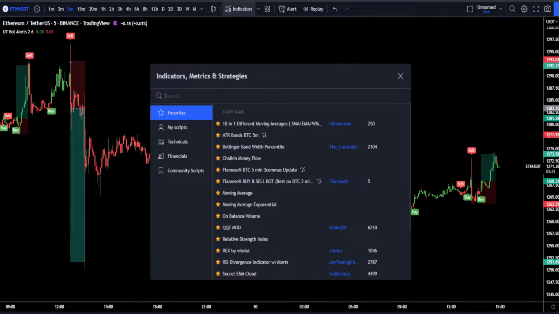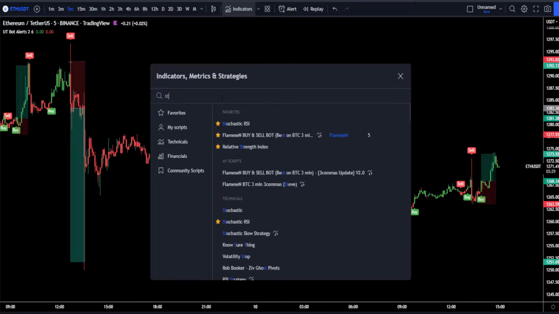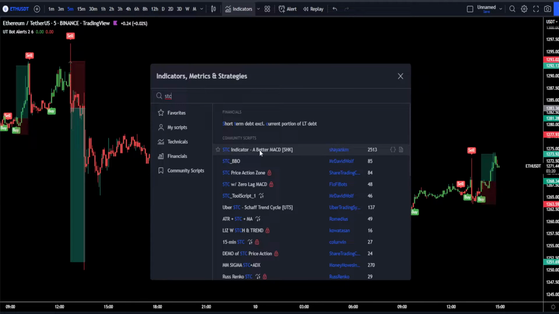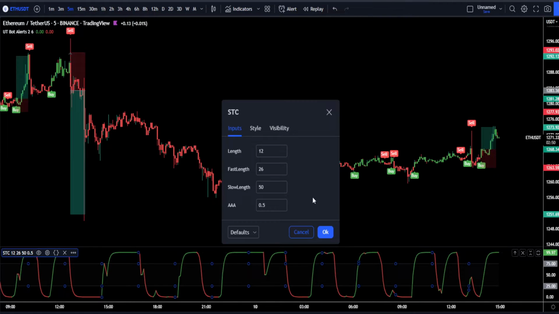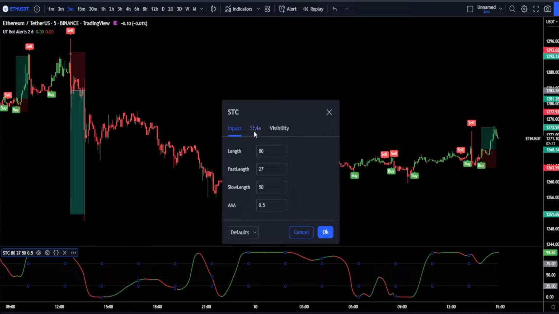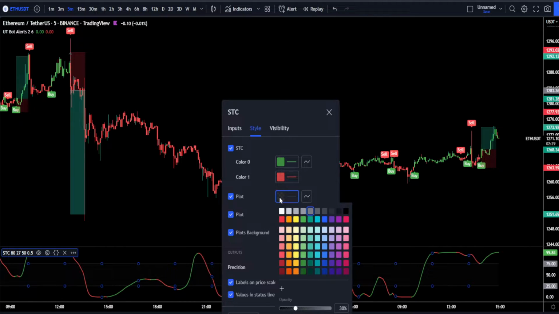And for the second indicator, we'll need to add our STC, a better MACD by Cheyenne KM. We will need to change the settings on this indicator as well. So first, let's change the length from 12 to 80. And then we're going to be changing our fast length from 26 to 27. In the style section, we're also going to be coloring these plots.